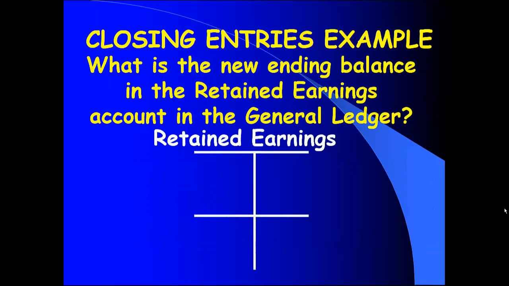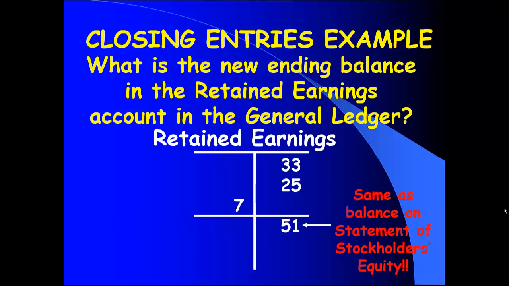Well, now let's look at my retained earnings account in the general ledger. We already had a beginning balance of 33. In my first closing entry, I credited that account for 25. And in my second closing entry, I debited that account for 7. 33 plus 25 minus 7 gives me a balance of 51 in the retained earnings account on my books right now. And if you looked at your statement of retained earnings or statement of stockholders' equity, you would see that what we just reported, just on the previous screen, we calculated as my ending retained earnings was 51.